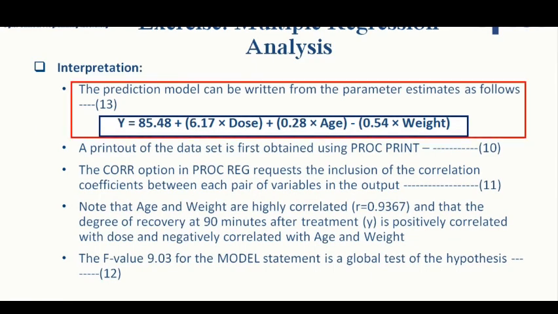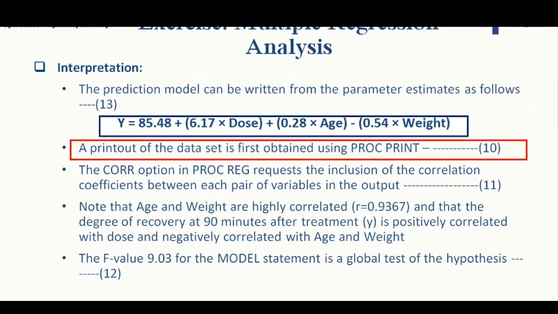So the prediction model can be written from the parameter estimates as follows. Here we have selected the model which we fitted with all the variables because it gave us the highest adjusted R square, and that was y equal to 85.48 plus the regression coefficient for dose multiplied by dose plus 0.28 times age minus 0.54 times weight.